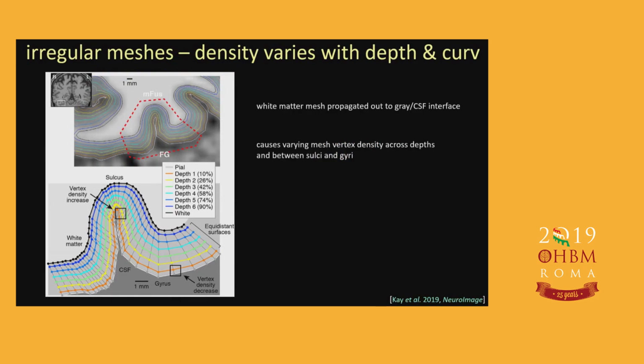So one issue that we need to be mindful of when using cortical surface-based depth analysis is the irregularity of the surface meshes. The vertex density varies both with the depth and curvature. As I mentioned, we tend to start with a surface from the white matter. We generate a cortical surface reconstruction, and propagate that mesh out to the pial surface. This propagation can lend itself to a bunching of the vertices. This was shown recently in a nice paper by Kendrick Kay, in which he showed that with the FreeSurfer method, there can be a bunching, a higher density of vertices, for example, in sulci at the pial surface.